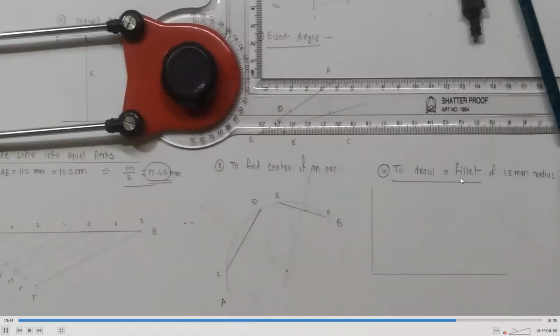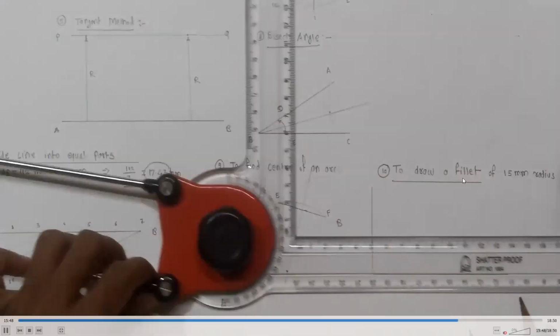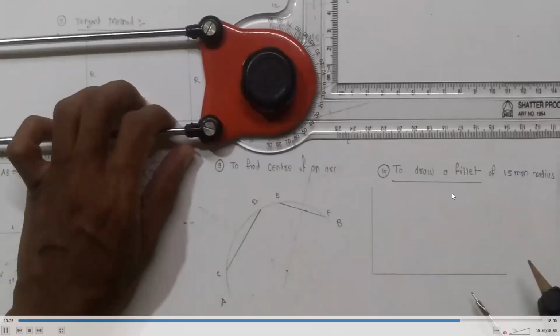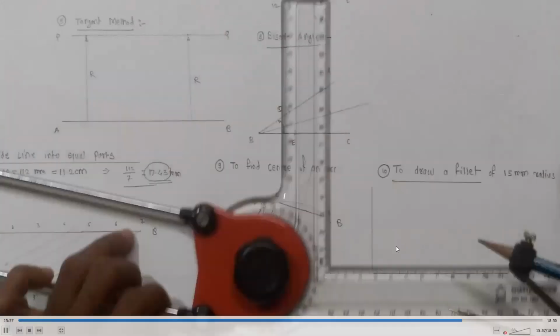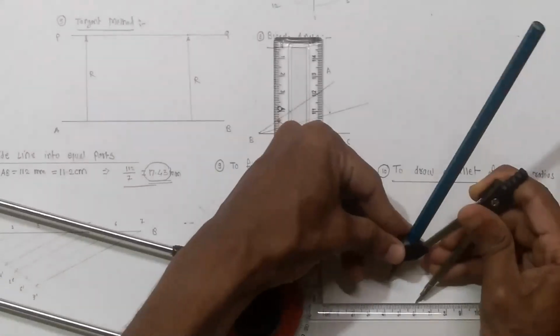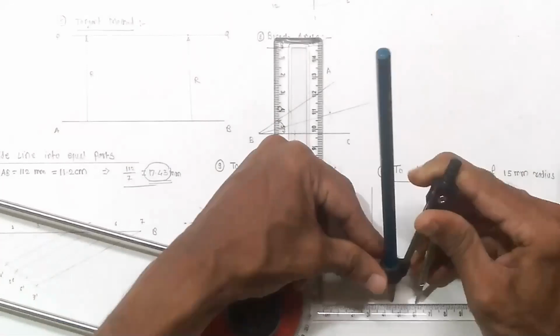So next construction is to draw the fillet, or to draw the arc which is tangent to two lines. So here we have two lines, they are exactly perpendicular, and we want to draw one arc having the radius 15 mm. So that arc will be tangent to the vertical line and the horizontal line.